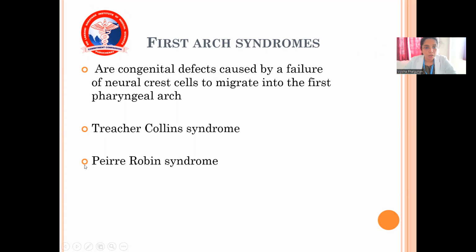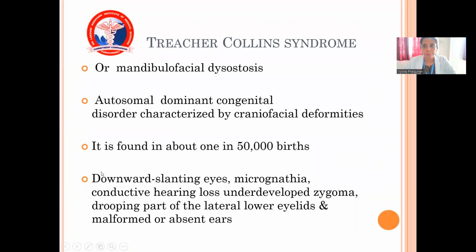You have two congenital defects. One you call Treacher-Collins syndrome. The other one you call Pierre-Robin syndrome. So what do I mean by Treacher-Collins syndrome? Treacher-Collins syndrome, or mandibulofacial dysostosis, is the other name of the Treacher-Collins syndrome.